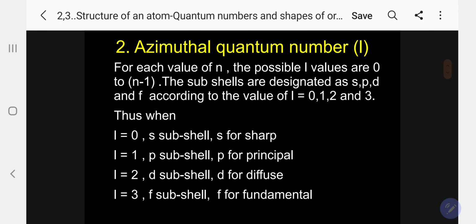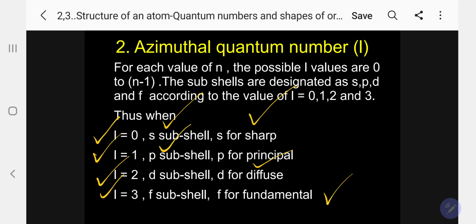Now, for each value of n, the possible L values are 0 to n minus 1. The subshells are designated as S, P, D and F according to the values of L equal to 0, L equal to 1, L equal to 2 and L equal to 3. Just see here below: L equal to 0, S subshell, S for short. L equal to 1, P subshell, P for principal. L equal to 2, D subshell, D for diffuse. L equal to 3, F subshell, F for fundamental.